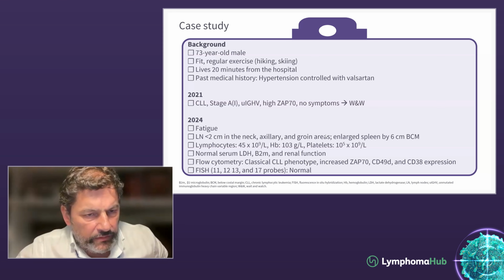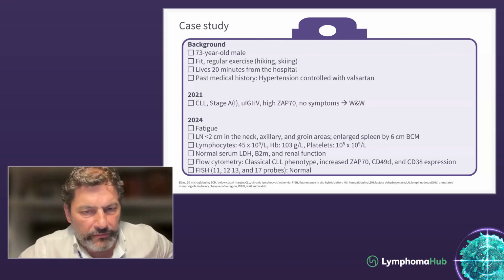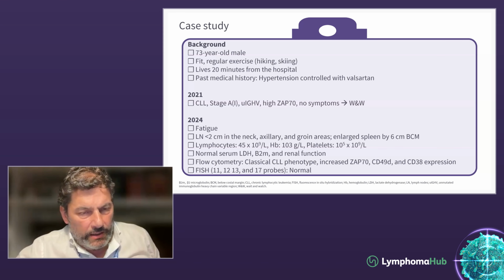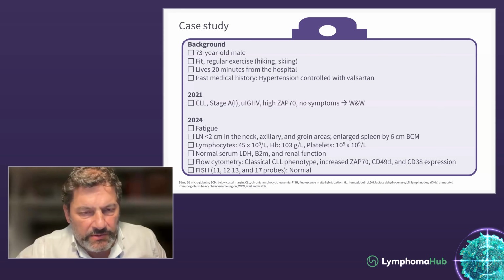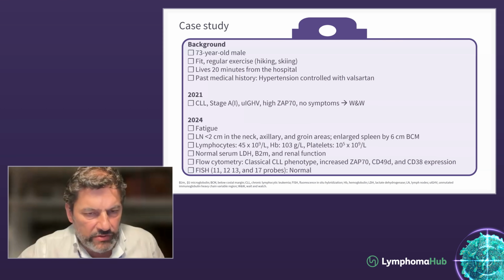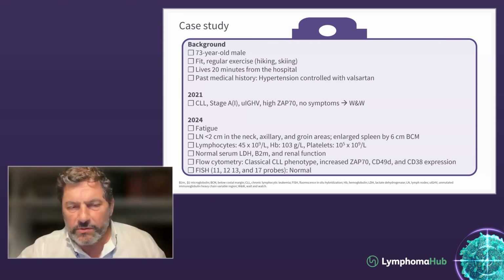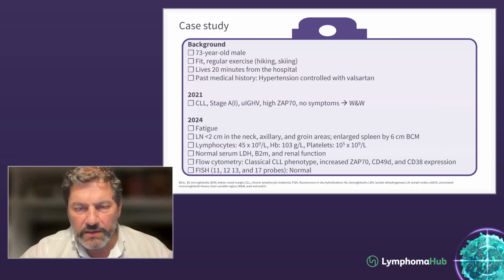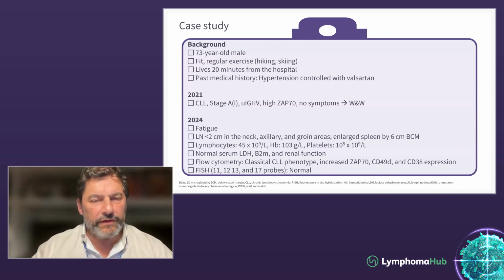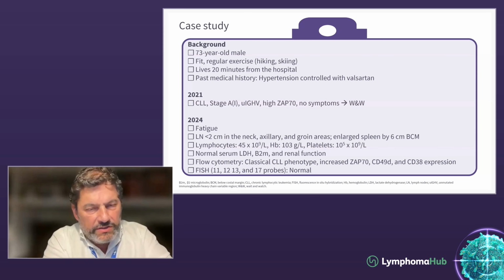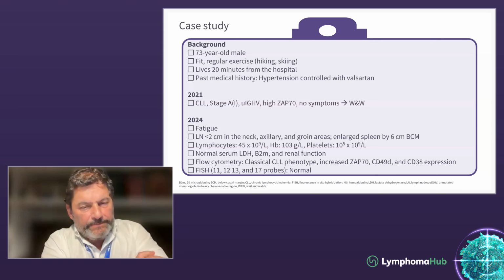Lymphocytes at that time were 45,000. There was an anemia, hemoglobin 103. Platelet count was at the limit. Serological parameters were normal. LDH, beta-2 microglobulin, and renal function were also normal. And the flow cytometry was consistent with CLL, with high-risk phenotype, and the FISH was normal.